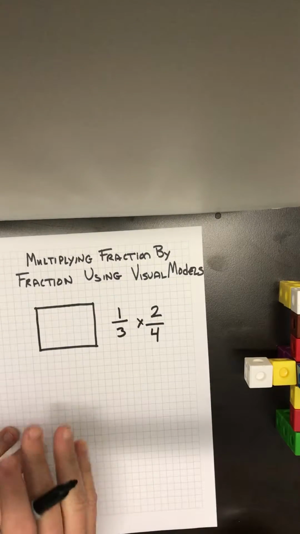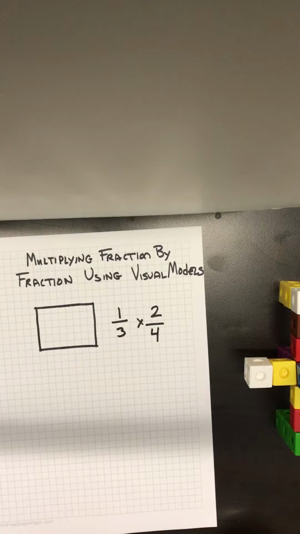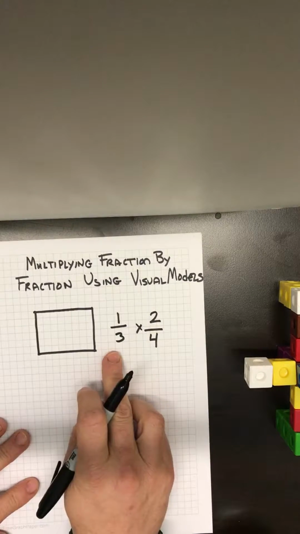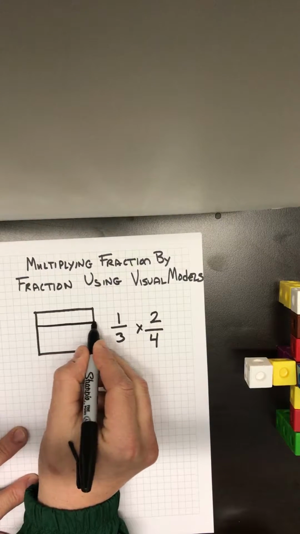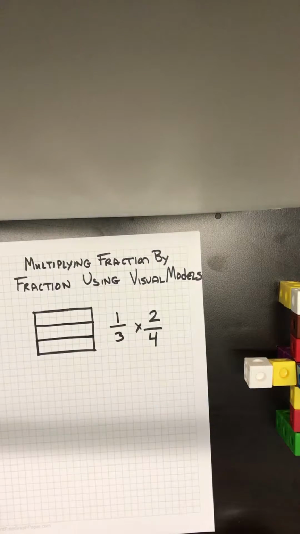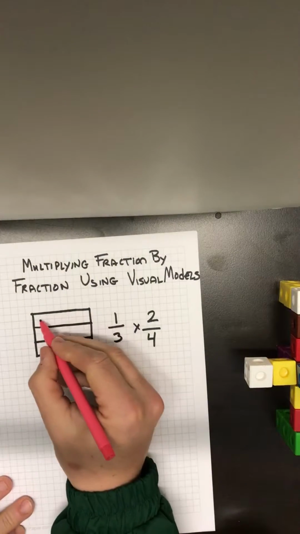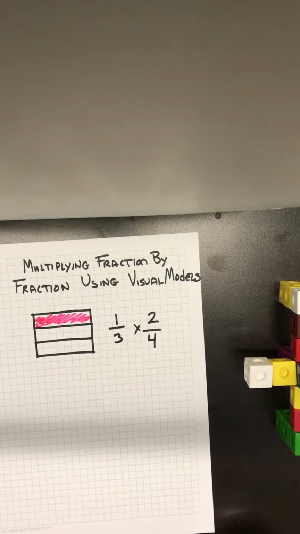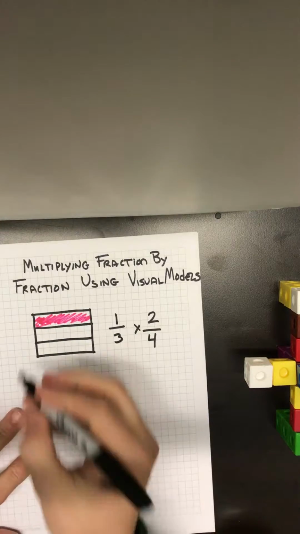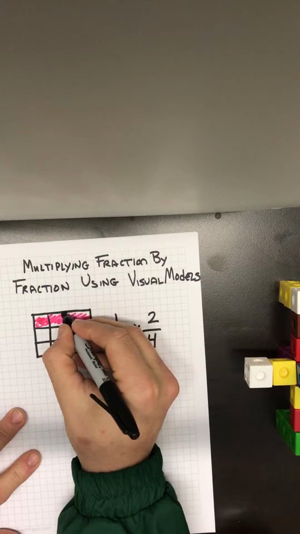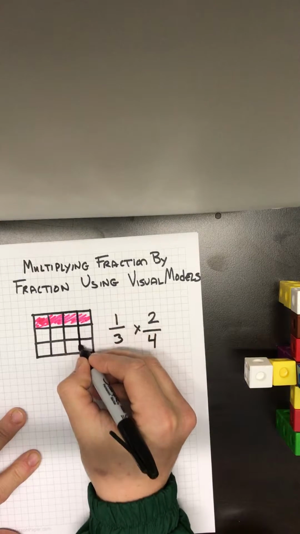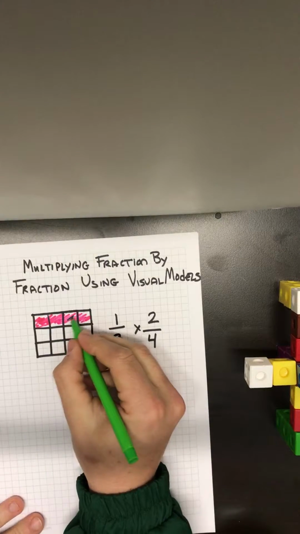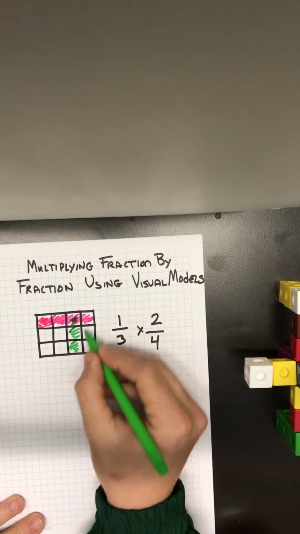And we're going to use this model so that kids have a visual in their mind of what's happening as we're dividing this rectangle up into thirds and 2/4. So we're going to take that first fraction and divide it into thirds. And we're going to show that 1/3 fraction by shading in one of the parts. We're then going to take the idea of 2/4 and divide our rectangle into fourths, and then shade in 2/4 of that model.